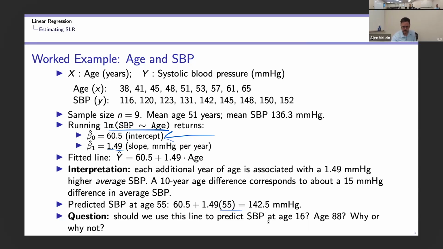Should we use this line to predict systolic blood pressure at age 16, at age 88? No, we shouldn't. We look at our data here. Youngest is 38, oldest is 65, and we really don't want to extrapolate beyond those ages. And even predicting at the endpoints is not going to be great. But certainly we don't want to go any further than that. So we want to stay within the range of our X variables when we are doing some prediction.